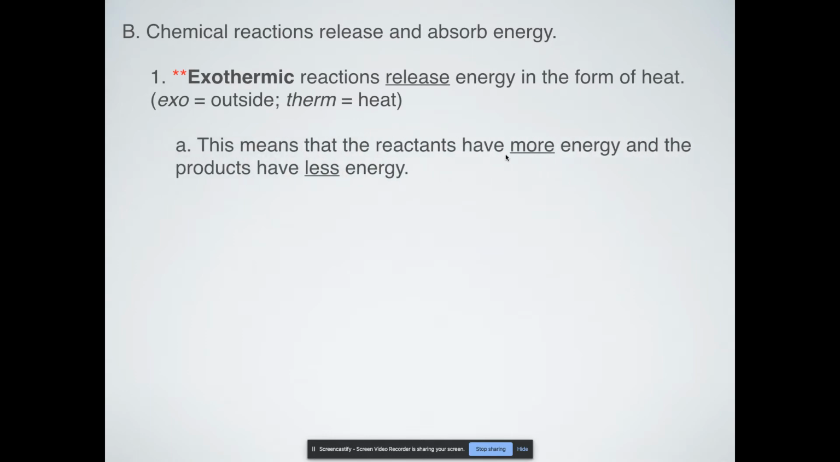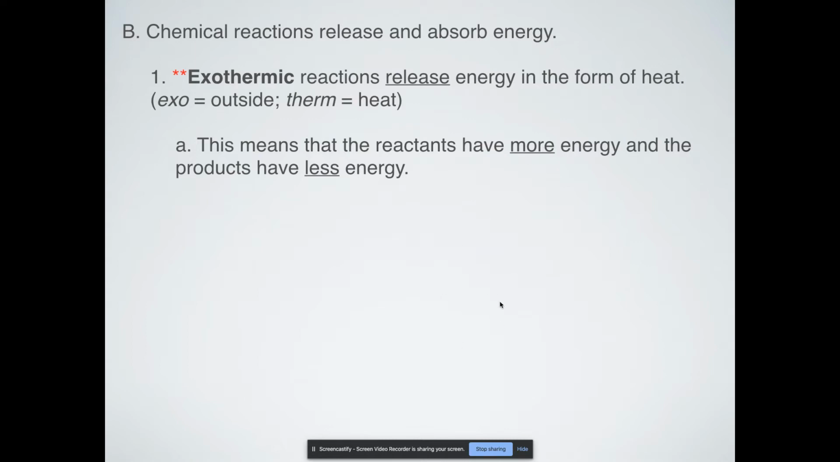So this means that reactants have more energy and products have less energy. So think about this, right? Again, it's kind of like the law of conservation of matter, but now we're talking about the law of conservation of energy, right? So picture this. You've got a certain amount of energy that's inside of your reactants, and then you're releasing energy. So that energy is now leaving whatever you're looking at.